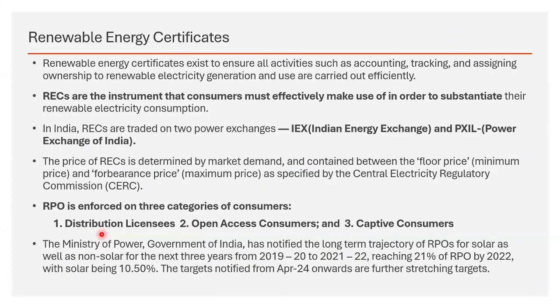So this kind of mechanism, we call it open access systems. The consumers will be utilizing the grid infrastructure and accessing the power through the open access system. They will be paying the national utility a certain amount so that they can maintain their system and infrastructure. We call it open access. So: distribution licensee, open access consumers, and captive consumers.